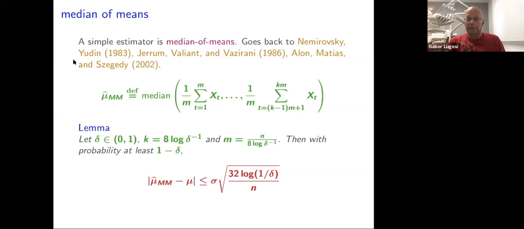Here's what this estimator does. If the block size is chosen appropriately, in other words, if the number of blocks is something like log 1 over delta, then we have this beautiful sub-Gaussian estimator. With probability 1 minus delta, the median of means estimator has an error bounded by sigma divided by root n times square root of log 1 over delta. So this is exactly what we were after.